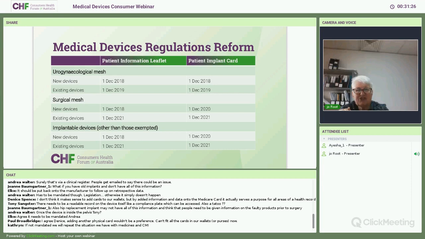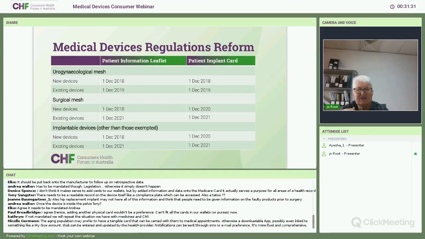Same with surgical mesh for the patient information leaflet, and the same for implantable devices for new devices. We have quite a short transition period, particularly for urogynecological mesh, only a year for existing devices. New devices means things that have come onto the market after the 1st of December, not everything that's used. But all existing mesh used for urogynecological reasons will have to have both a patient information leaflet and a patient implant card from the 1st of December. Seems a long way away, but it's actually not.